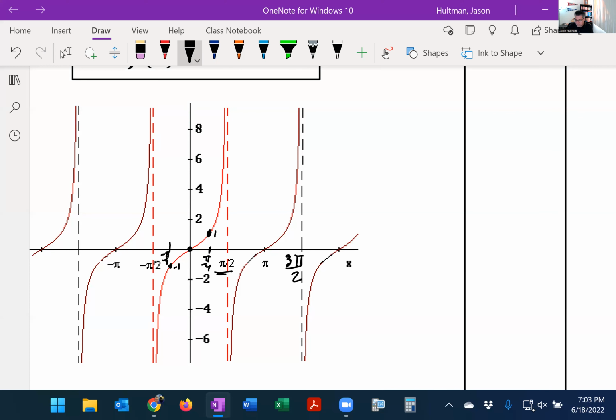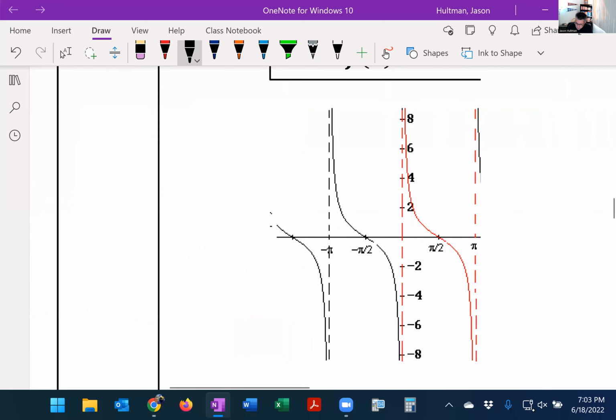Okay, and we can write more intervals if we want, more periods, more cycles of this if we want to graph more of it. But it'll repeat over and over again every pi units.